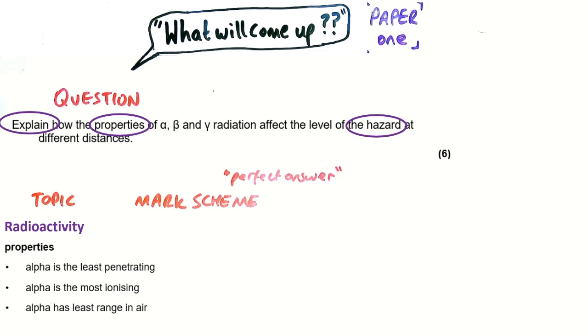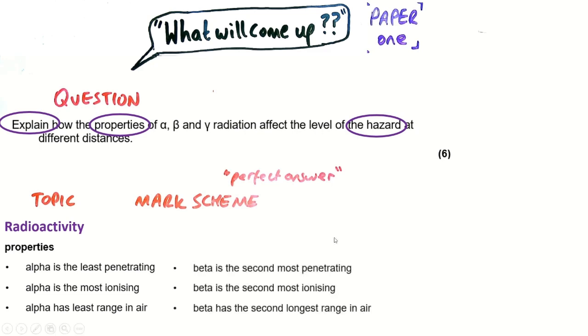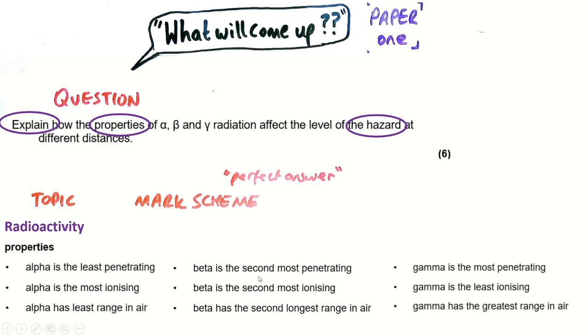Next, let's talk about beta. So beta is the second most penetrating and moderately ionizing and the second longest range. And then we've got gamma, the last one, which is the most penetrating, but it's the least ionizing, which means it has the greatest range in air because it doesn't ionize many air molecules as it goes through. So these are the properties.